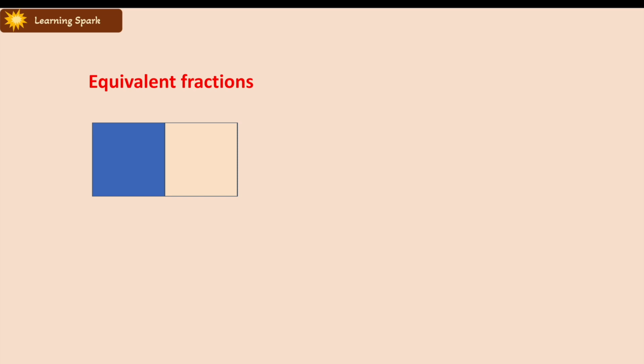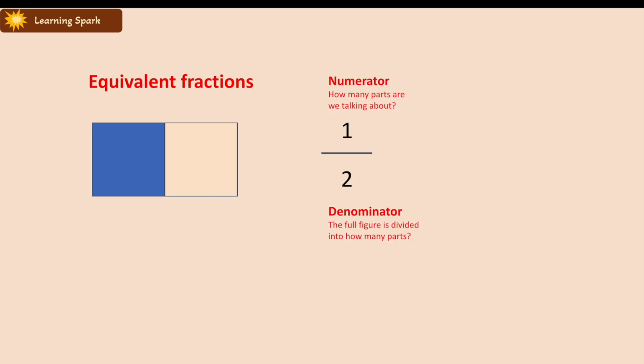Okay, so let's take this figure. How do we represent this in fraction? We write 1 by 2 because the denominator, which represents the full figure, how many divisions are there in the full figure? There are 2 divisions, right? So we write 2 here, and in the numerator there is only one portion that we are taking, so we write 1. So it becomes 1 by 2.